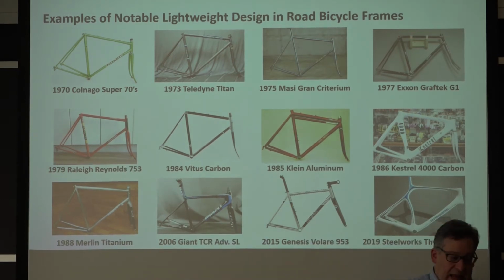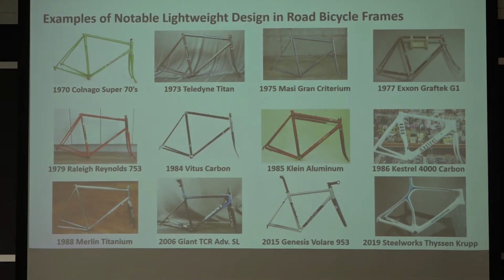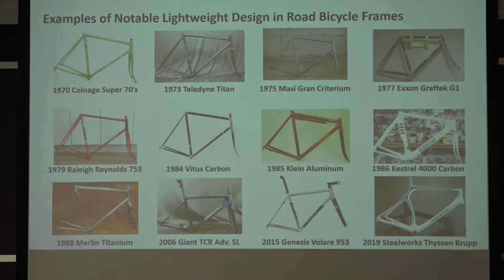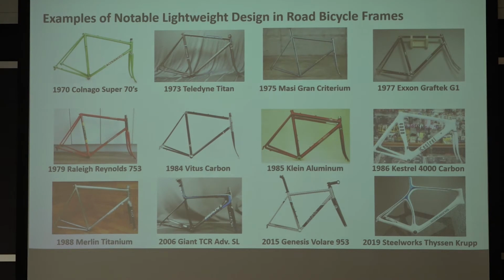In the late 70s, Reynolds, which is a British company, started making a heat-treated steel material. It was a chromoly or moly-manganese steel that was heat-treated. This frame had to be silver brazed. It could not be brass brazed, because the brass required such a high temperature that you would lose the heat treatment on the steel.